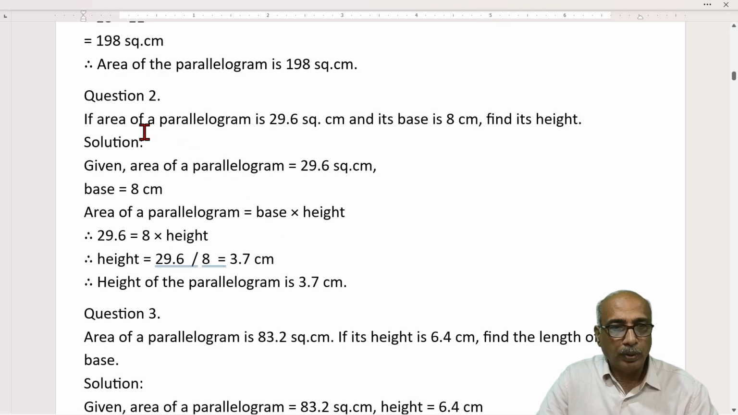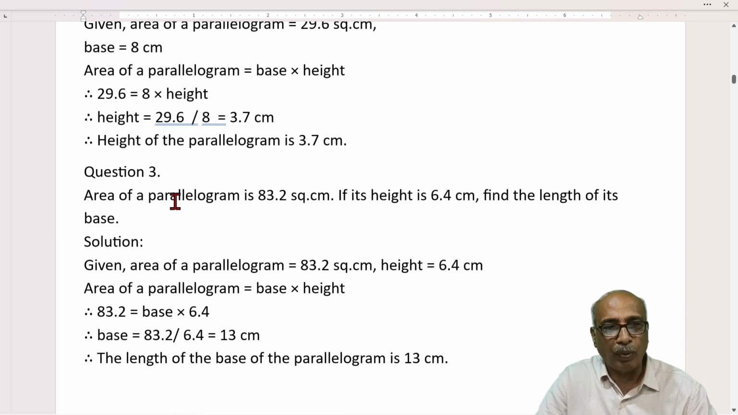Question 2. If the area of a parallelogram is 29.6 square centimeter and its base is 8 centimeter, find its height. Given: area of parallelogram 29.6 square centimeter, base 8 centimeter.